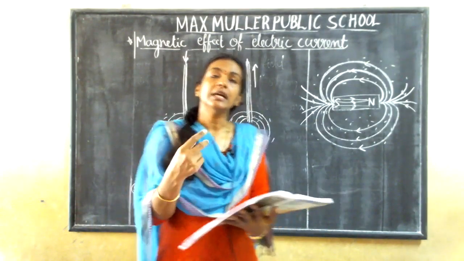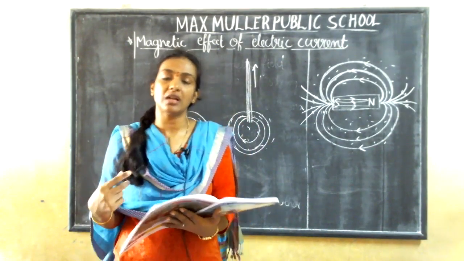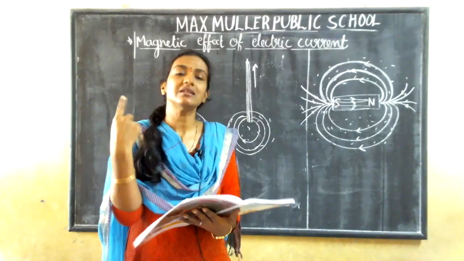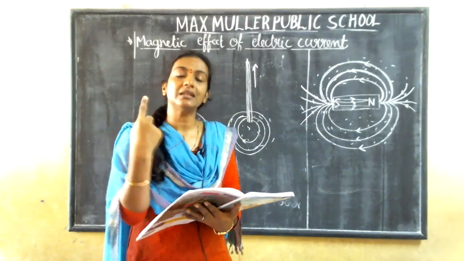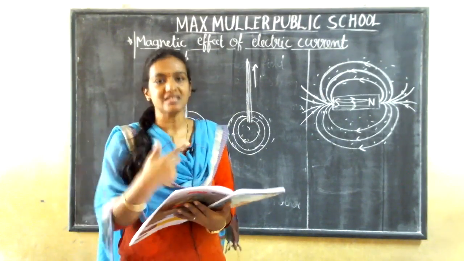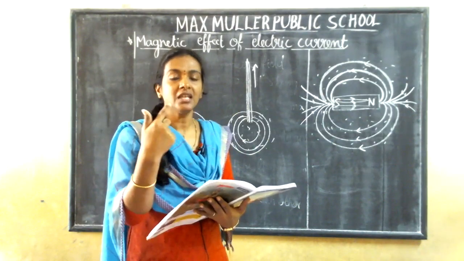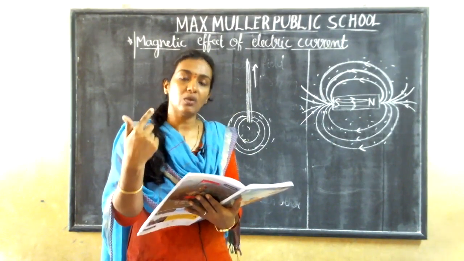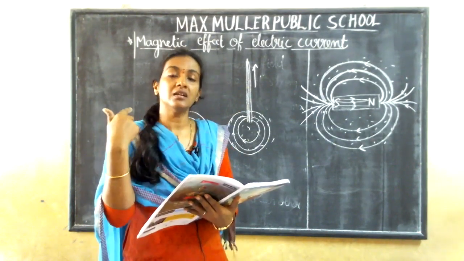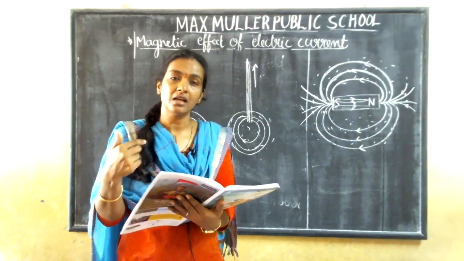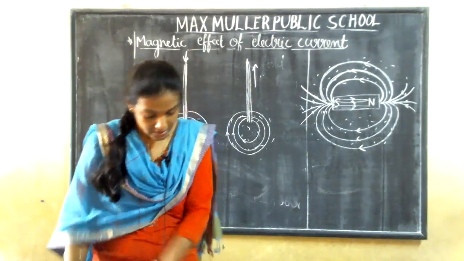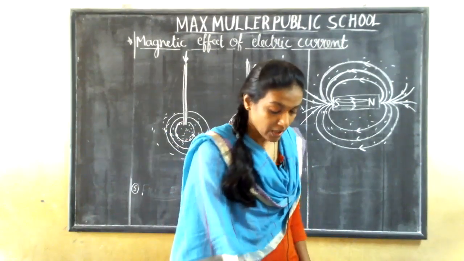The third point is that it depends on the distance of the object from the wire. We know the magnet has a boundary surrounding it, and within that boundary it can exert some force. If you keep an object near the wire, within that boundary, it is attracted by the current, wire or magnet. Clear? Yeah. Next comes the right hand thumb rule.